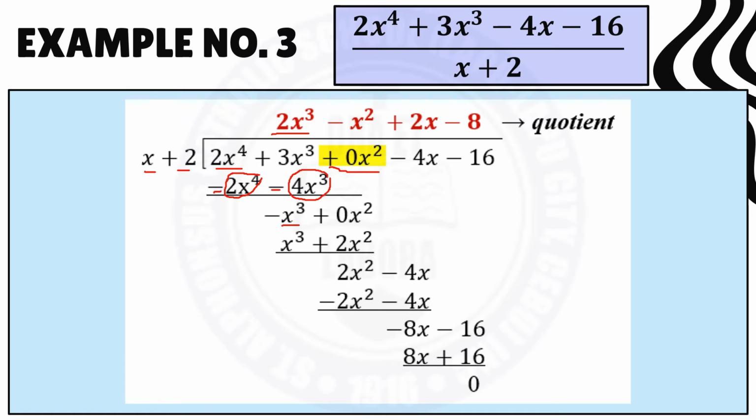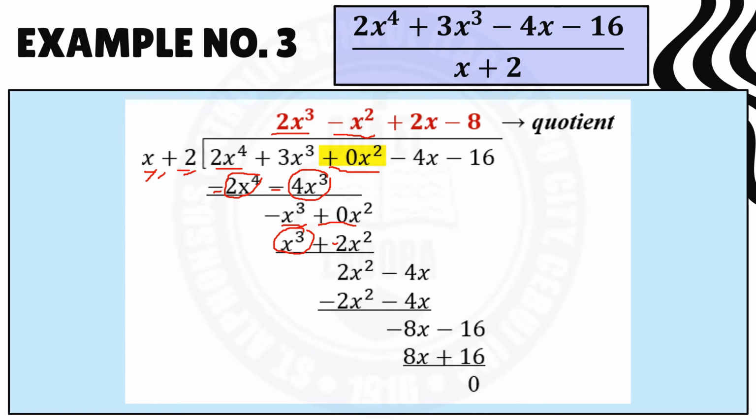Then bring down plus 0x squared. Then still divide negative x cubed with x. So we have here negative x squared. Multiply negative x squared with x. So we have x cubed. And then negative x squared, multiply it with positive 2. So we have negative 2x squared.